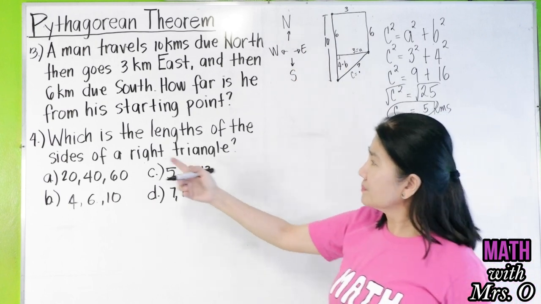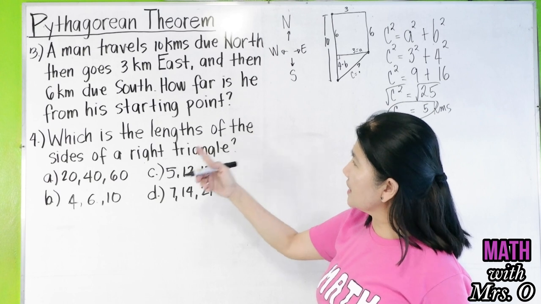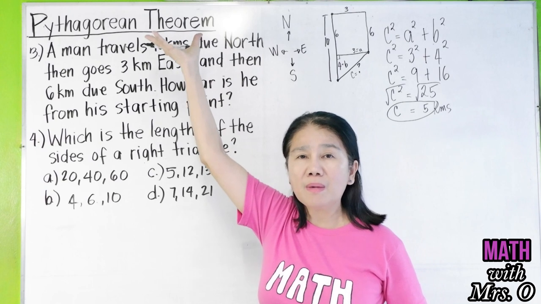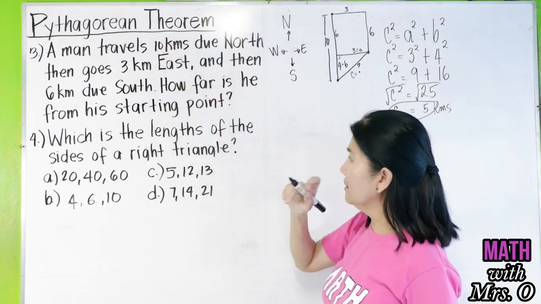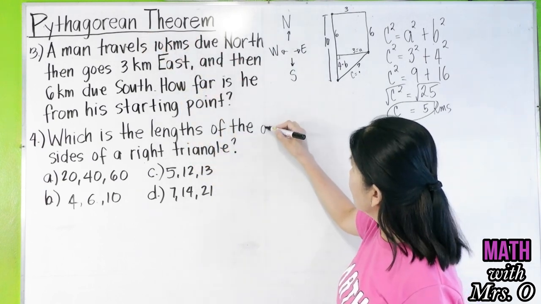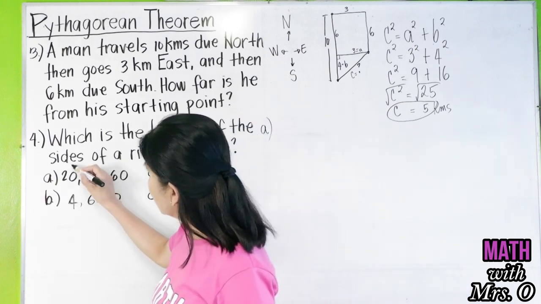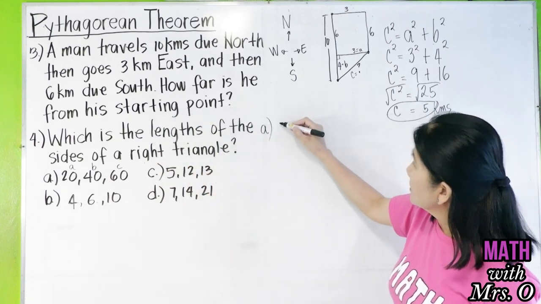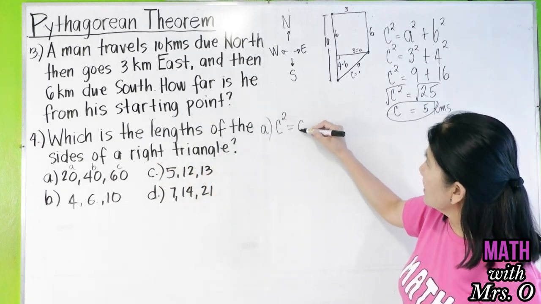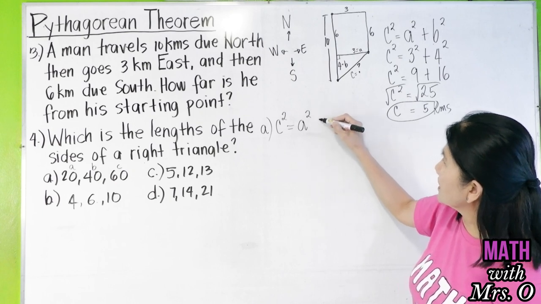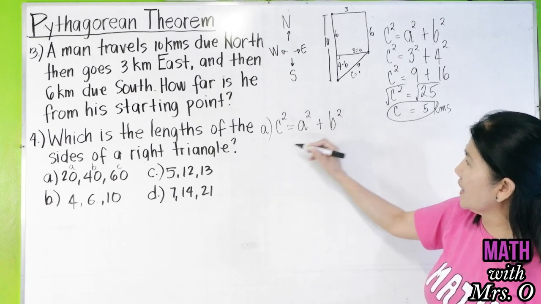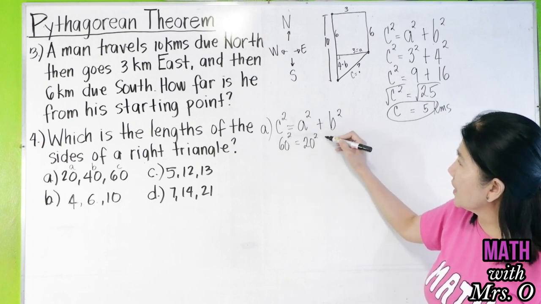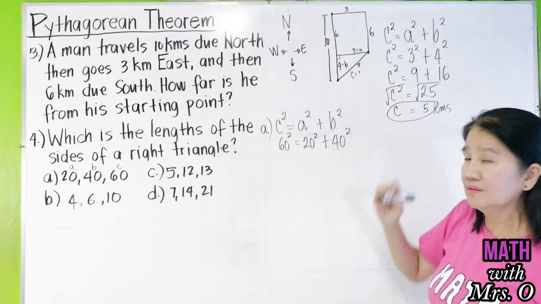Number 4. Which is the length of the sides of a right triangle? As we have said, the Pythagorean theorem applies to right triangles only. So, for letter A, we can let this be A, this be B, and this is our C. So, check if it satisfies the Pythagorean theorem, C squared equals A squared plus B squared. Substitute the values. Is 60 squared equal to 20 squared plus 40 squared?